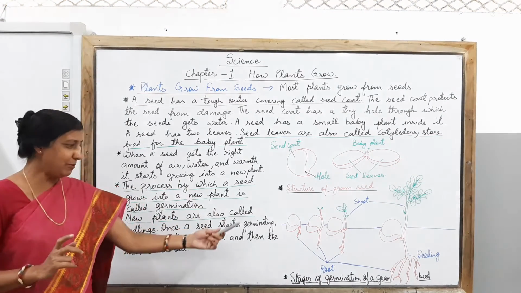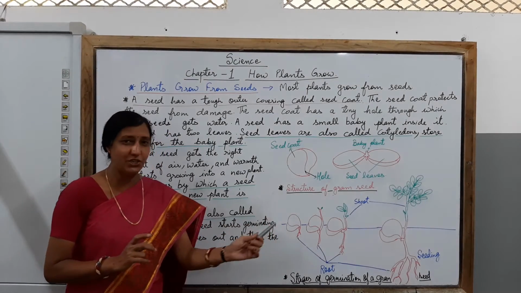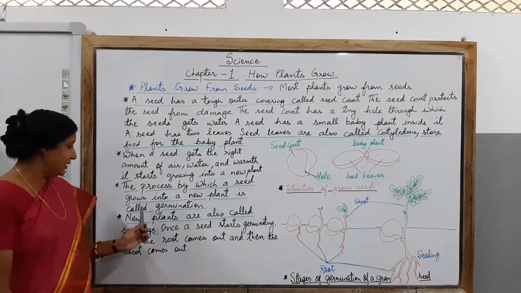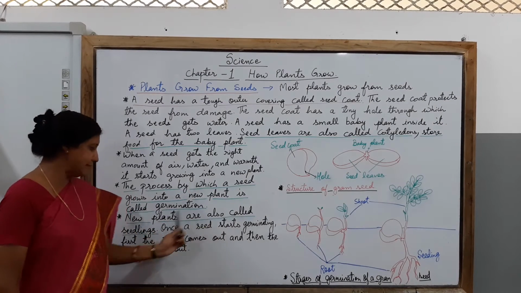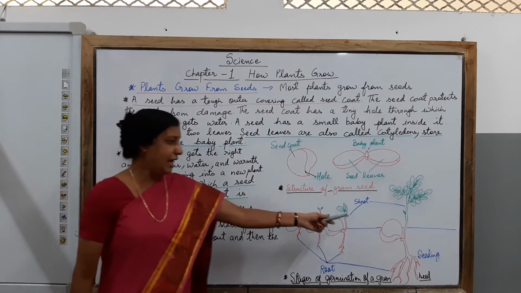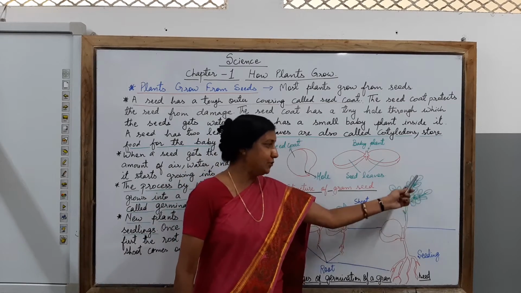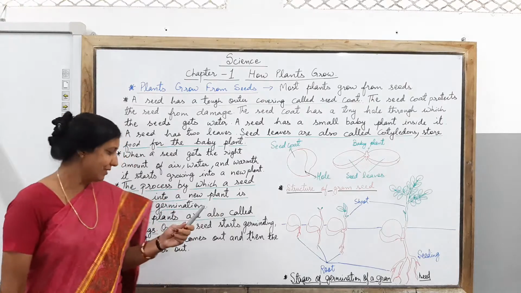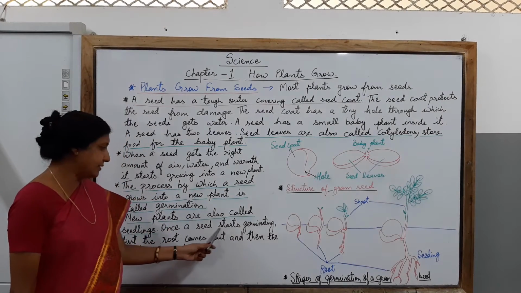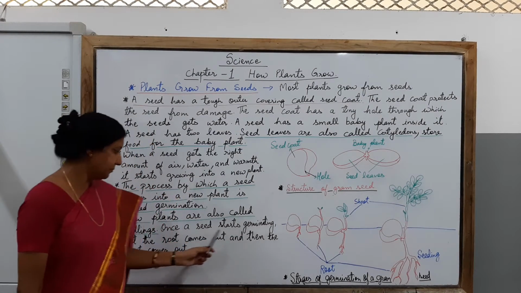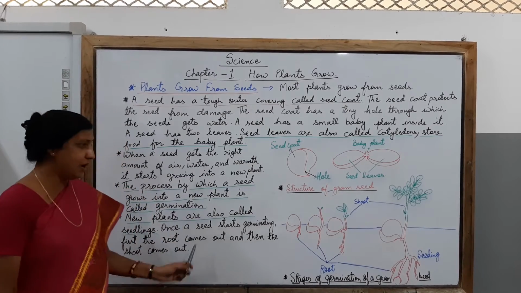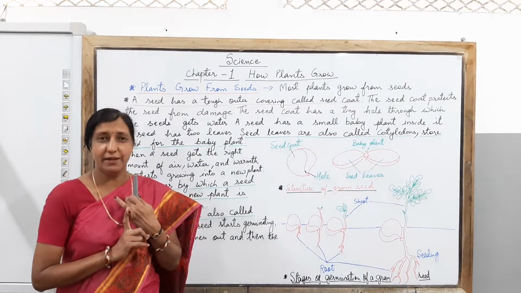So this is how you have come to know about the different stages of germination, and what germination is all about. Children, new plants are also called seedlings. As you can see, I have marked the seedlings here. The new plant growing is also known as a seedling. Children, once a seed starts germinating, first the root comes out and then the shoot comes out. You must remember this. Clear?